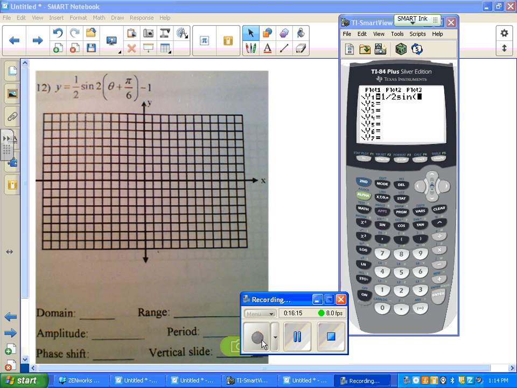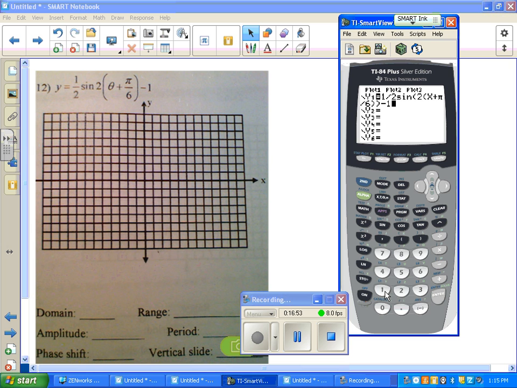Okay, starting on the next one, I already put in the 1/2 sine. Now I need the 2, and then what? I put in another open parentheses, x plus pi over 6. Close not one set of parentheses, but 2 sets of parentheses. And then I do -1. Why do I close 2 sets? Because I opened up 2 sets for the 2 and for the angle.